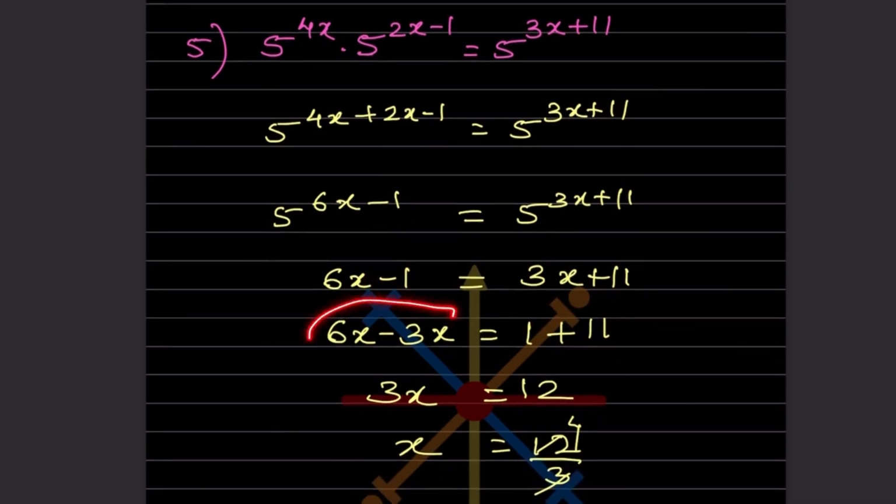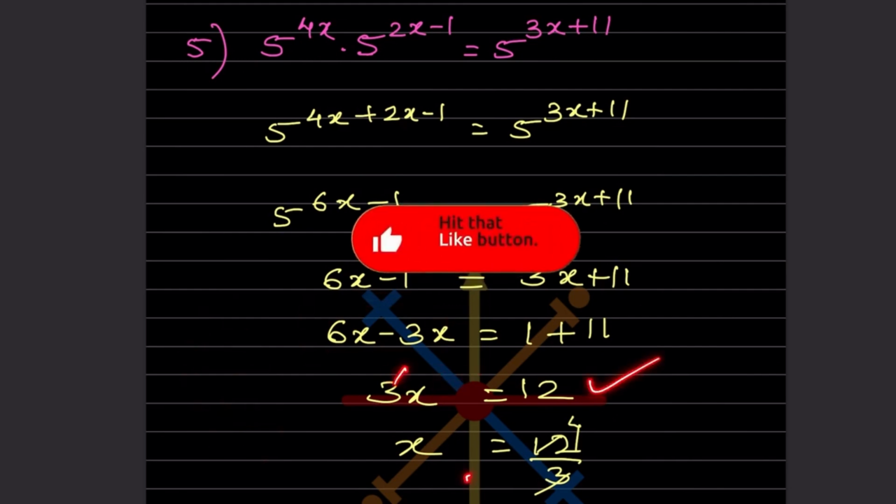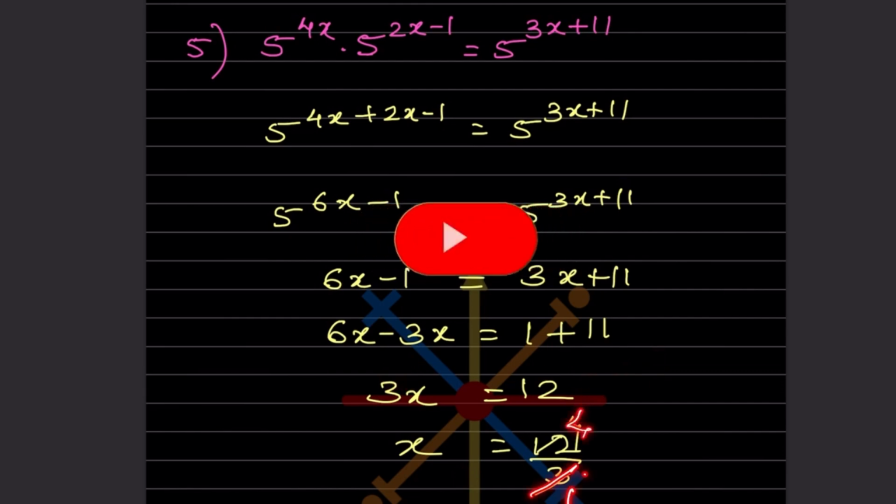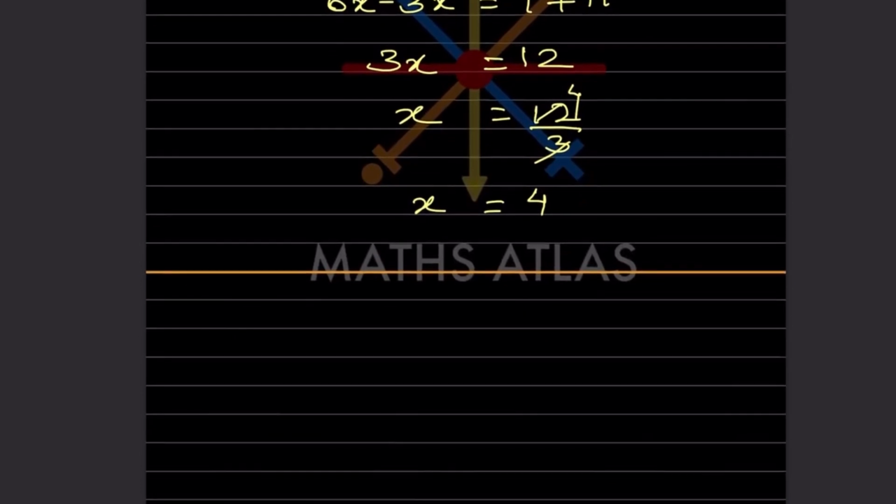So here, when you subtract, it means plus 6 minus 3. You are going to subtract 3 from the bigger number, so it becomes 3x. And this will be 12. Here x is multiplied, so when you take this 3 to the other side, it is going to get divided. 3 ones are 3, 3 fours are 12. The answer is x is equal to 4.